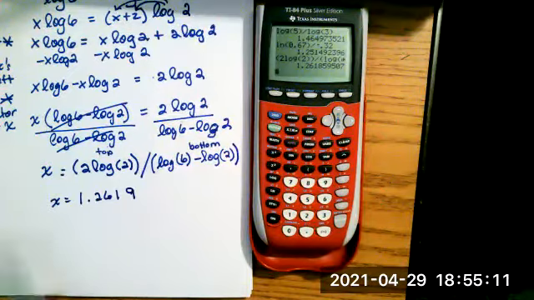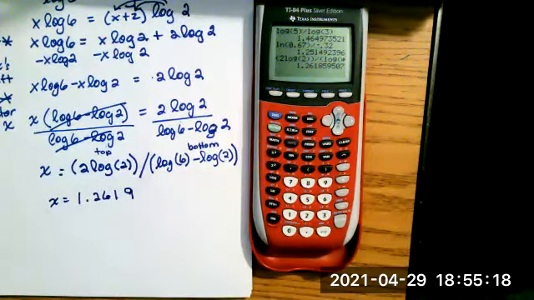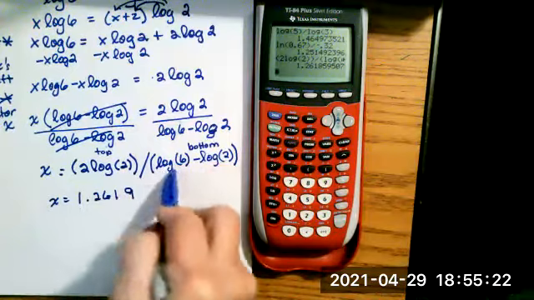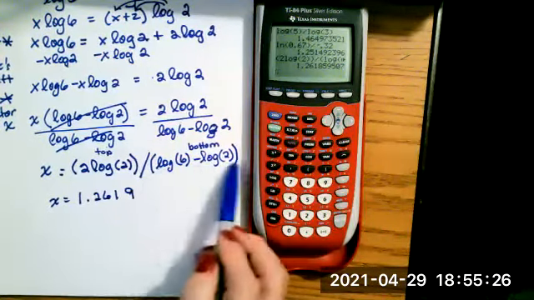Okay, be sure you keep this close, because this right here is a problem. If you don't put all those parentheses in there, what'll happen is it'll divide log 2 by log 6, and then it'll subtract the log 2 if you don't tell the calculator all of this is in the bottom.